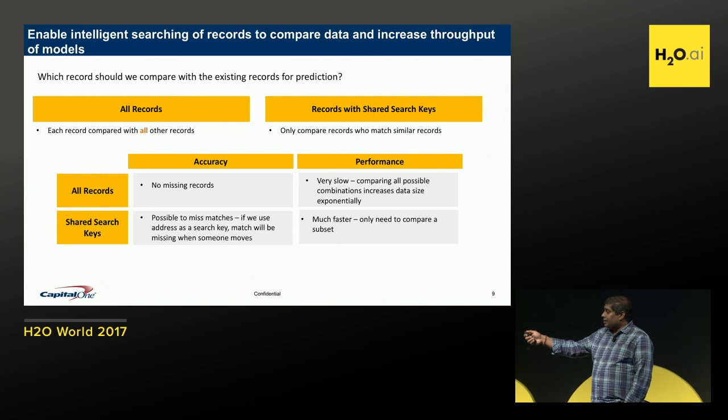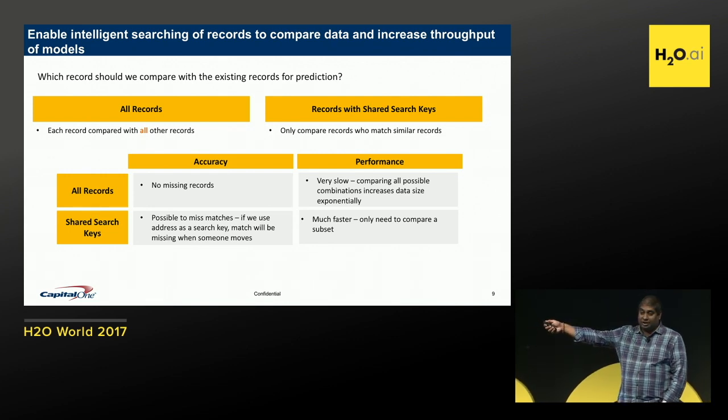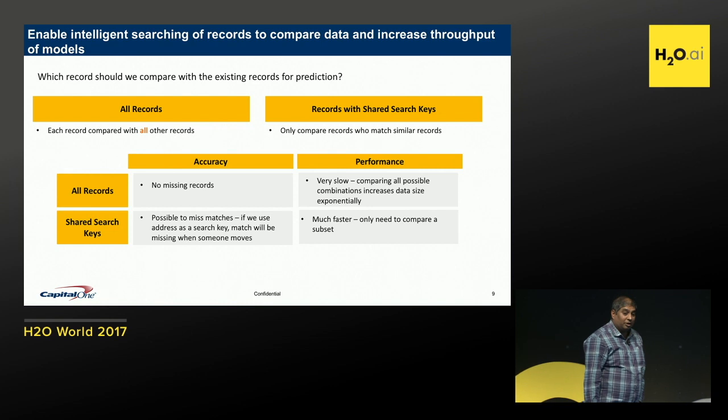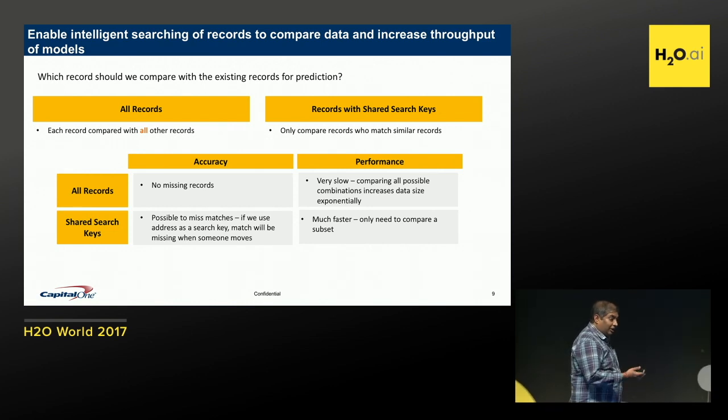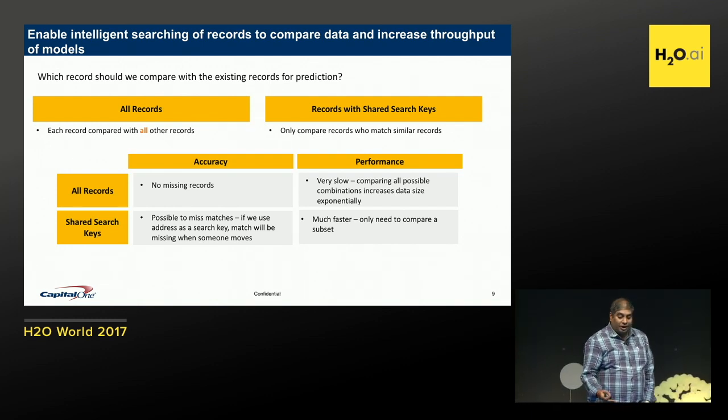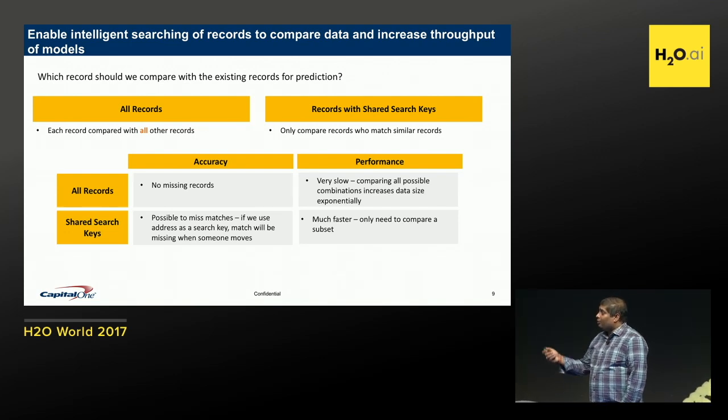We looked at it and said, if you want to be accurate, you need to bring all the records. You should not have any missing records to be compared. And the performance is going to be very, very slow. It's going to compare against all possible combinations, and it takes a lot of time, probably in the order of minutes or hours. That's not feasible in real-time systems. So what we did was create an intelligent searching of records.